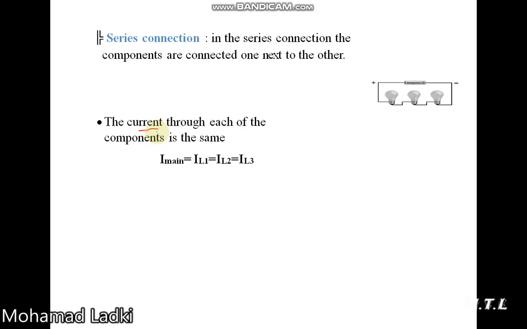So the electric current, which is I, if the lamps are connected in series, it will be the same in all the lamps. So if the ammeter reads 2 ampere, the first lamp will take 2 ampere, the second lamp also, and the third lamp also, because they are connected in series. This is called the law of uniqueness of current in a series circuit. The electric current is the same.